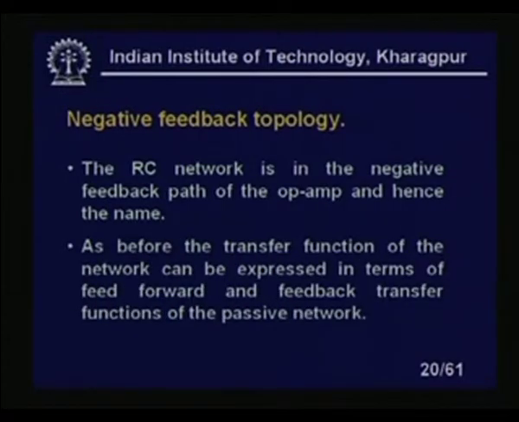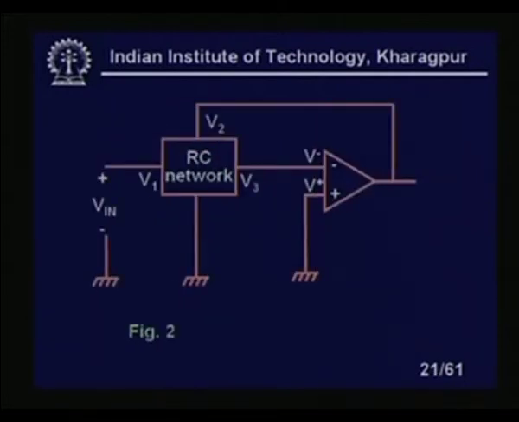As before, the transfer functions of the network can be expressed in terms of the feed forward and feedback transfer function of the passive network, right. Now, this is a negative feedback topology. You see, this is a stable circuit, I do not need any positive feedback, whereas in the positive feedback circuits we have seen that I have to give a certain amount of negative feedback, right.